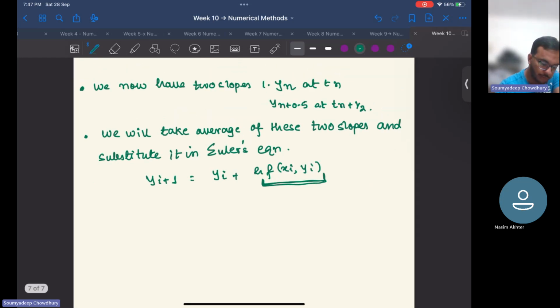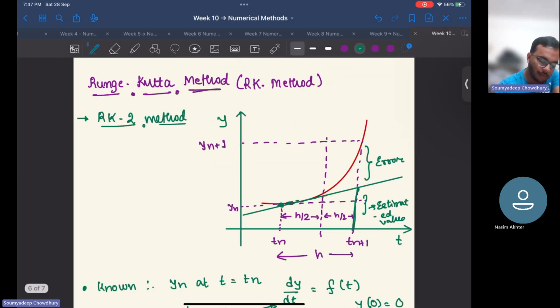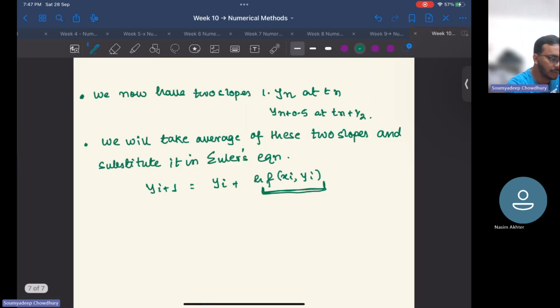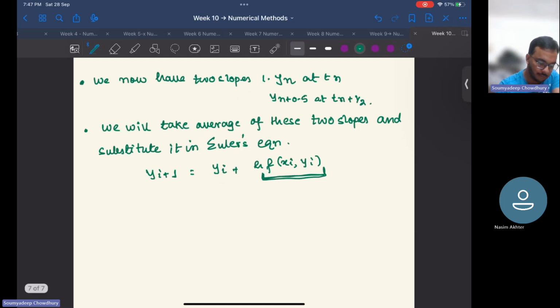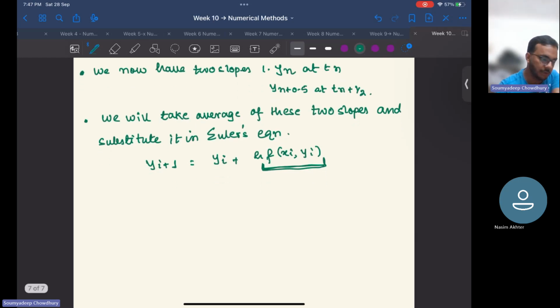Here we had taken a particular point in between, and as I told, this in between point can be anything. It can be at any point between tn and tn plus 1. Here we had taken a special case. So now we will see. Just before this, we'll write the equations here.